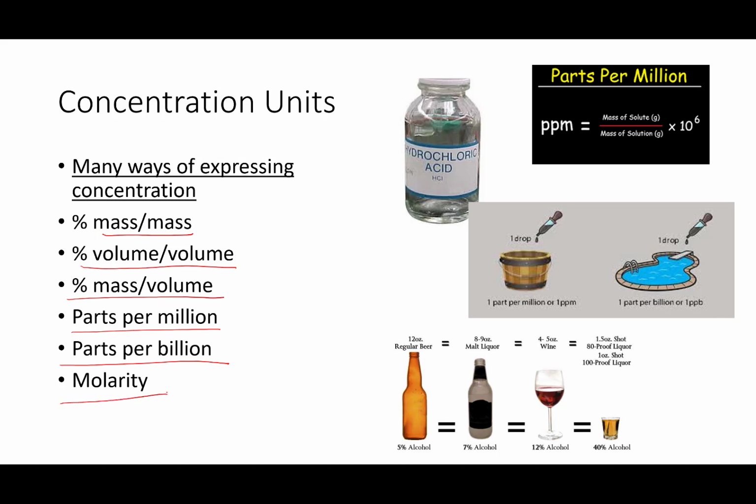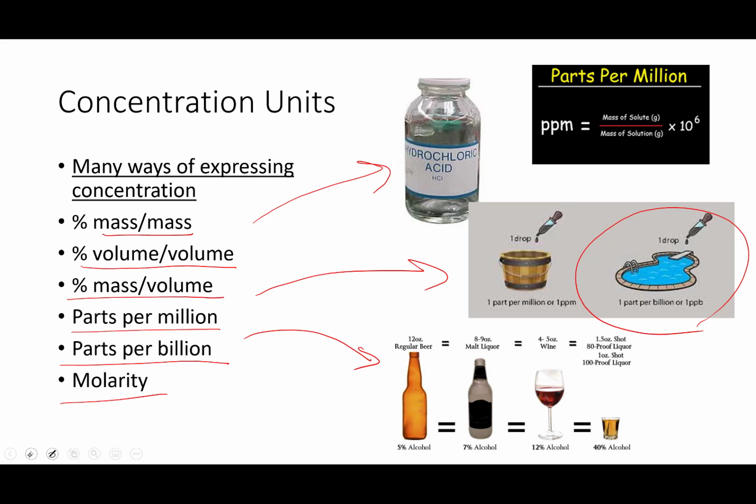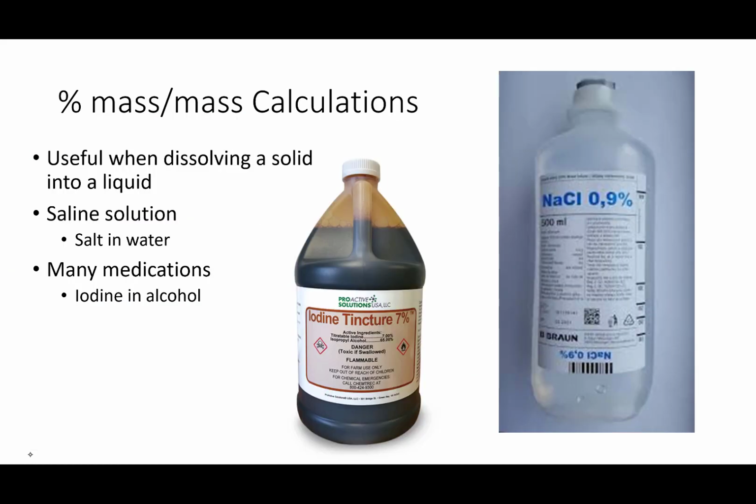And we're going to talk about all of these, and we're going to do some math with them, but they are not terribly complicated. These are used for everything from alcoholic beverages to pollution to how much chlorine you should put in your pool to chemical solutions to medications. So concentration and their units are important in many areas of healthcare and chemistry. In this talk, we're going to concentrate on just one, and we are going to concentrate on percent mass calculations.